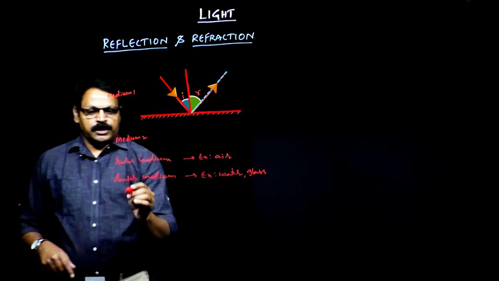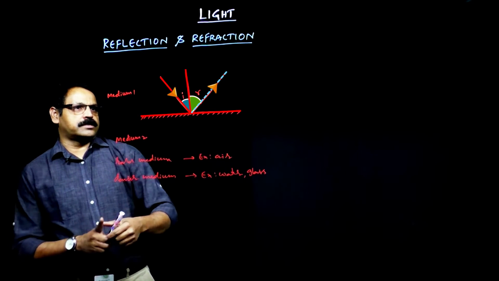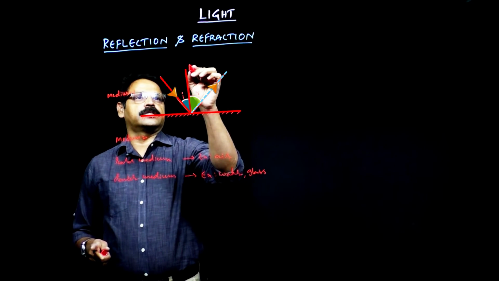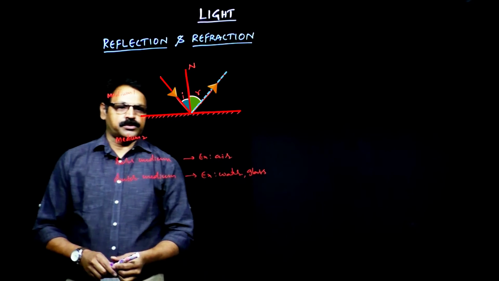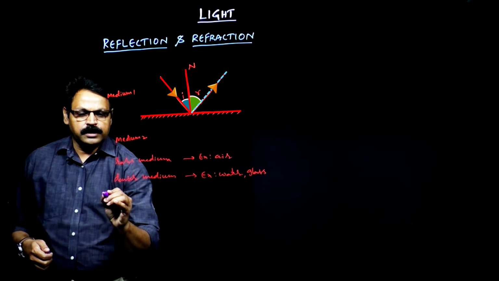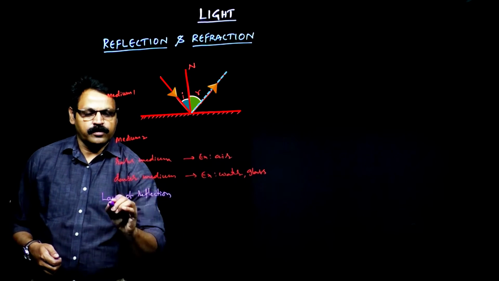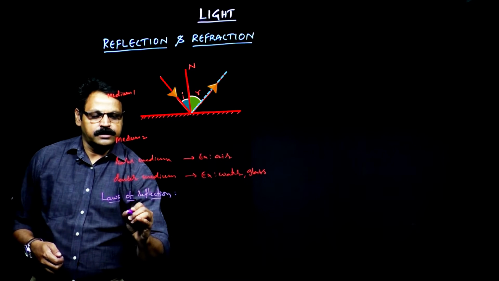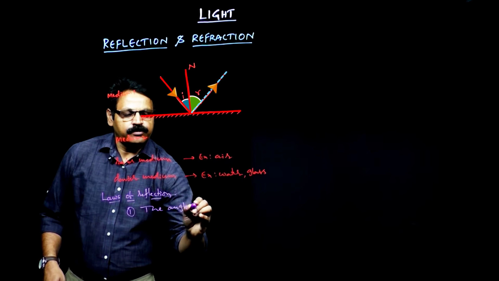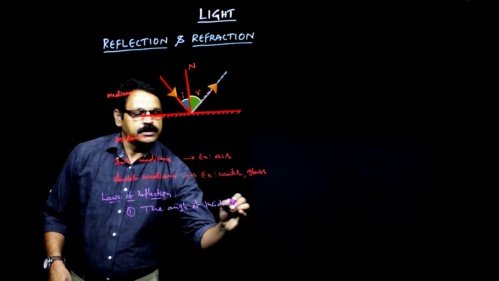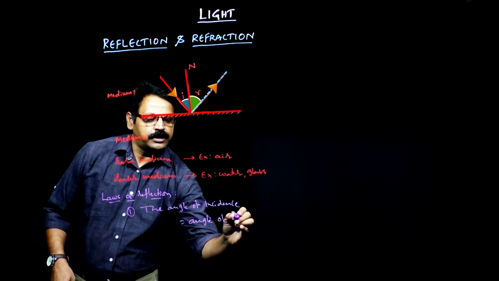Here you need to remember the two laws associated with this. This is the normal. We call them the laws of reflection. The very first law is that the angle of incidence is equal to the angle of reflection.